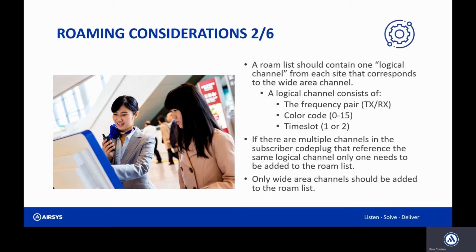And only wide area channels should be added to the roam list. So if you have a site where you would only like a local slot, then that should not be added to the roam list, because obviously you don't want that channel to roam to any of the other sites. And also, the typical way to set up the subscriber radio is to only include one of the sites in the channel zone, so that you can only select between 2 of the slots, since all of the sites will be tied together, and all of the slot 1s and all of the slot 2s will be working together during the roaming.